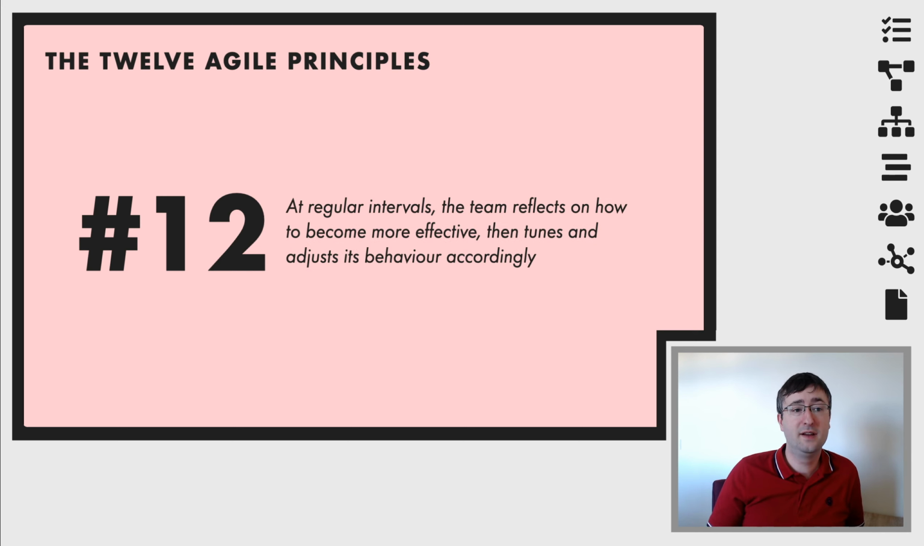Okay? And finally, number 12, at regular intervals, the team has to reflect on how to become more effective and then tune its behavior accordingly. Again, this is very much a learning experience. Inside of Agile, what we're always trying to do is have this idea of continuous improvement. So after the end of each of our time-boxed sessions, again, sprints inside of Scrum, we'll sit down and we try and figure out, okay, what went well that time?